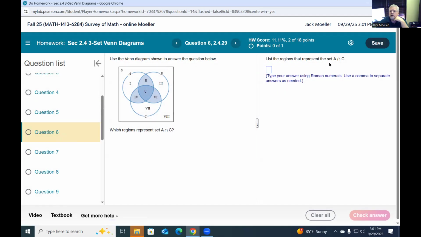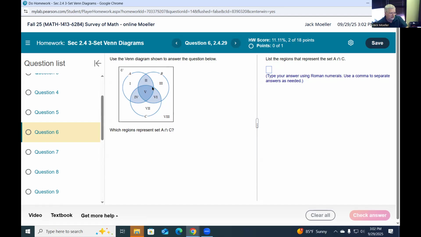How about this? A intersection C. What regions represent that? The intersection is where A and C overlap. We're not talking about B, so kind of pretend that circle's not there. All we care about is A and C. A and C overlap right here, so it would be region 4 and region 5. All right, so that is sort of what you'll be doing with 2.4.